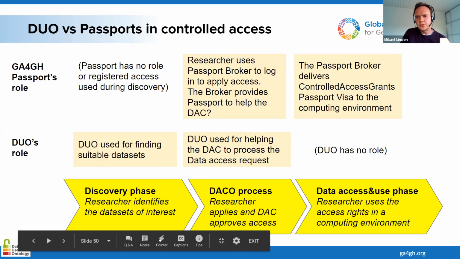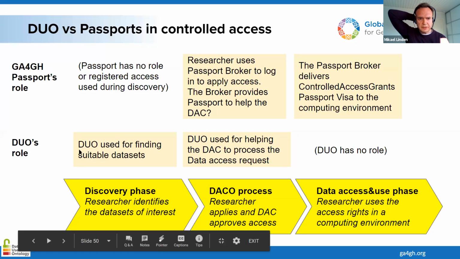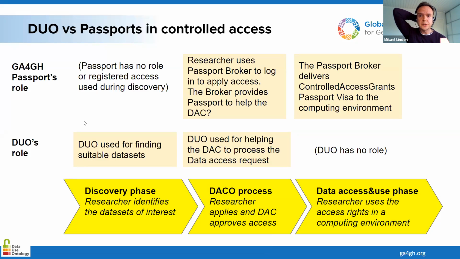For the data access and use phase, I'm not sure if DUO has any role, because in the data access phase, it's the data access committee decision to approve the data access application that matters. And DUO isn't applied there anymore. And the first row describes my understanding of the passport specification's role. So in the discovery phase, the passport specification has no role. You don't need to be an authenticated researcher to discover datasets, unless you use registered access, like registered access beacons for discovering the datasets.